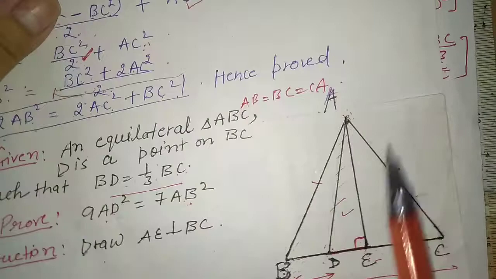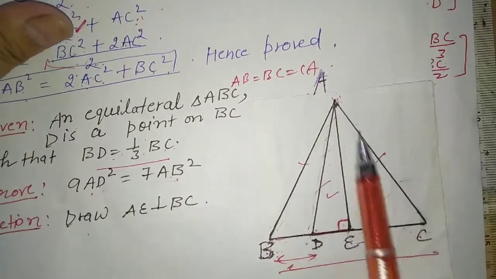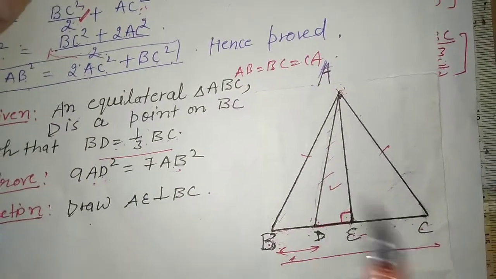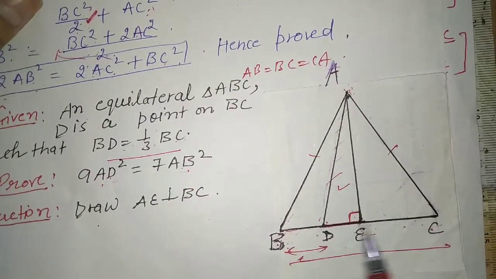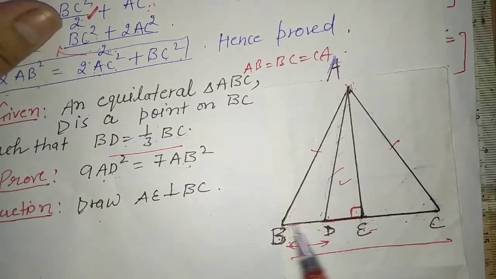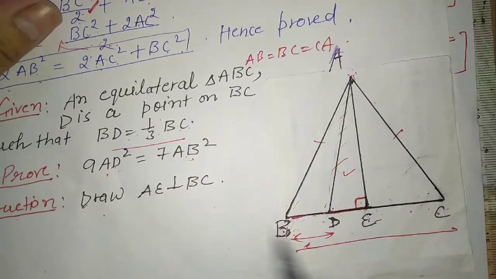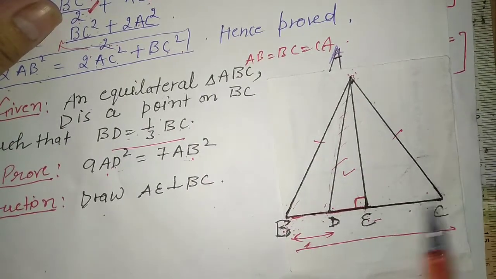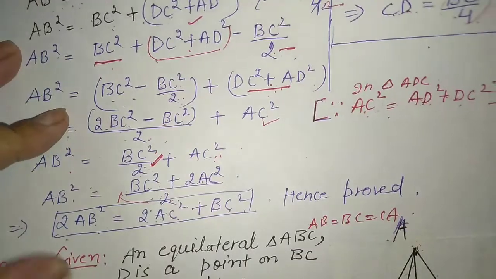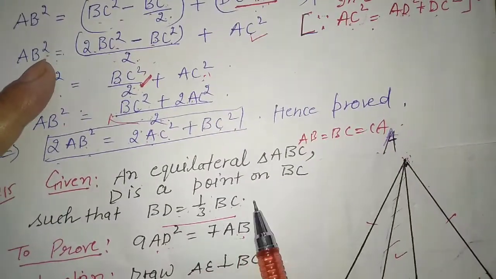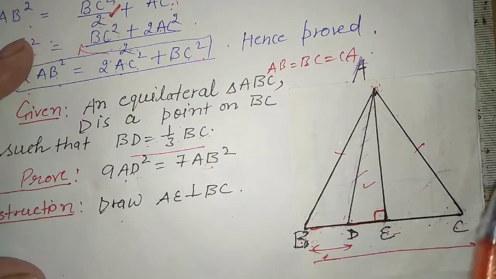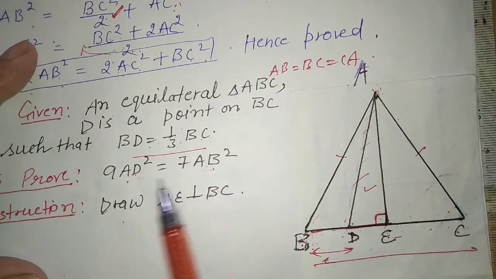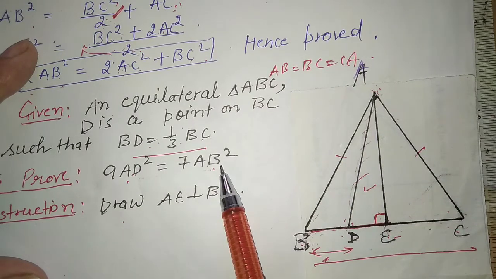So here an equilateral triangle is given to you. This is the equilateral triangle ABC. D is a point on BC such that BD is equals to 1 by 3rd of BC. This triangle ABC is given and this BD is 1 by 3rd of BC. We have to prove 9AD square is equals to 7AB square.